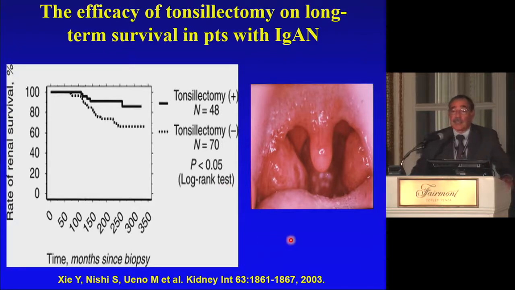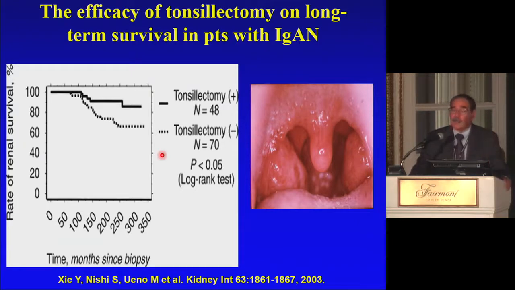This is a non-randomized retrospective study that looked at a population of about 120 or so patients who had biopsy-proven IgA nephropathy. They're followed a very long time. This is the group that got tonsillectomy, and this is renal survival. This is the group that didn't get tonsillectomy, renal survival. Now, I would point out 2 things. This is a retrospective, non-randomized trial. Again, it may suggest a hypothesis, but it certainly doesn't prove anything.